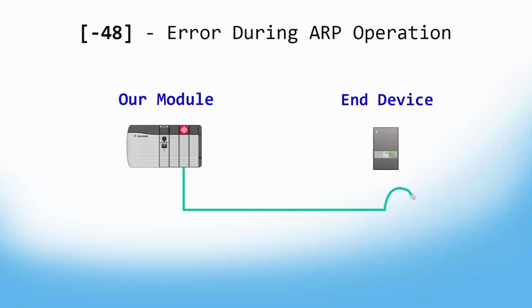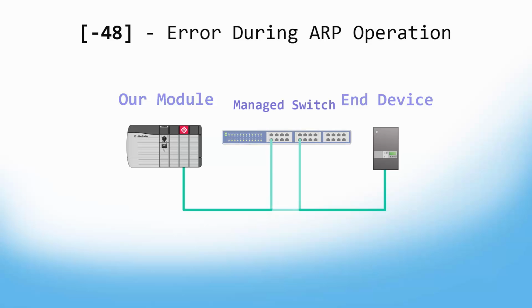For this type of error, you should first ensure that you have a good connection to the end device with nothing unplugged. Once you've ruled that out, the leading cause of the error is the communication path going through a managed switch that prevents our module from reaching the end device.